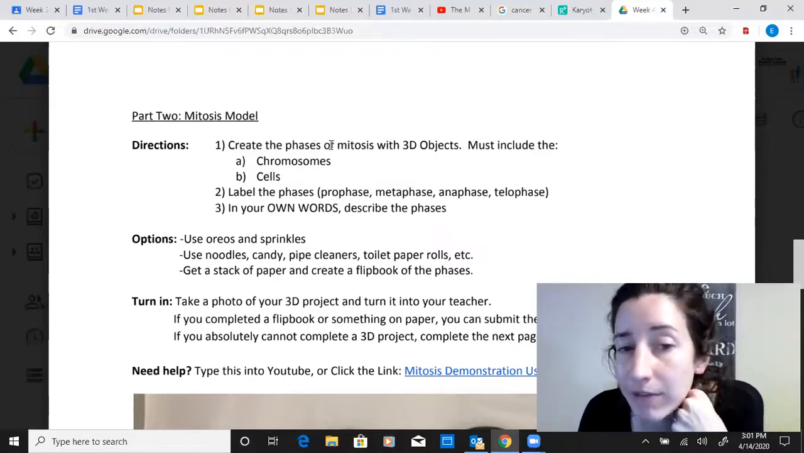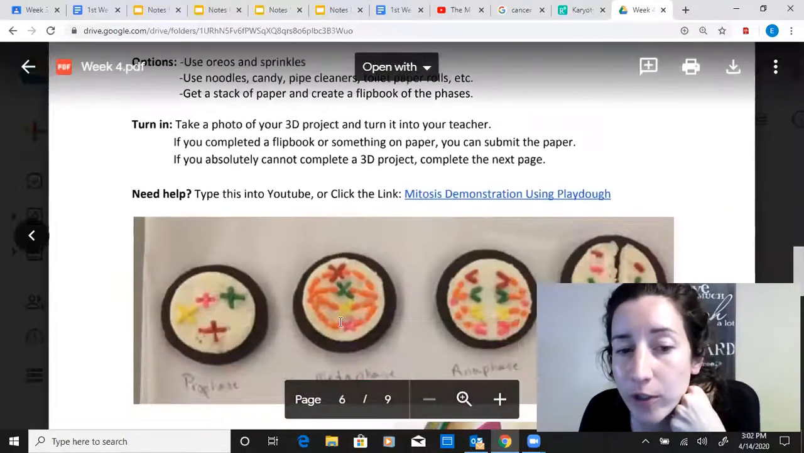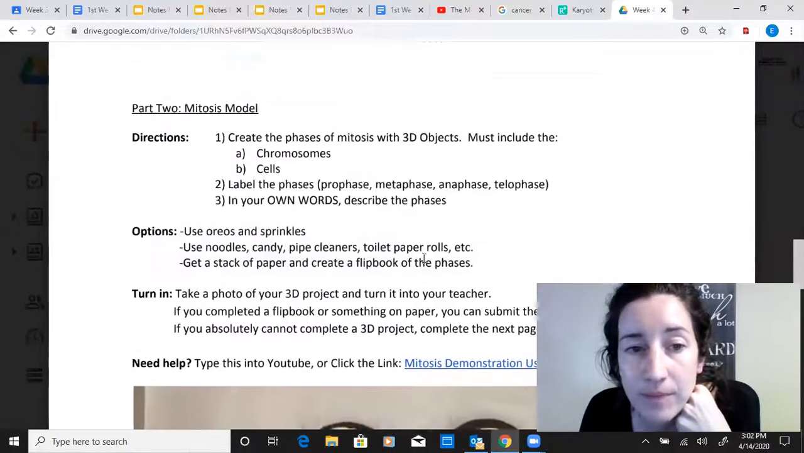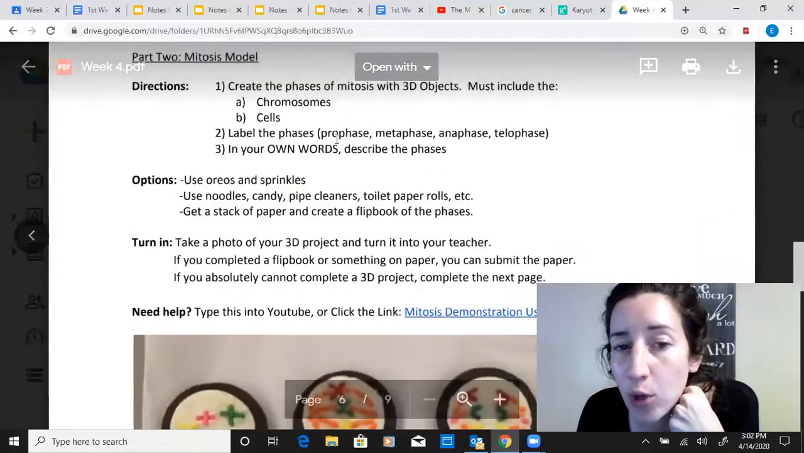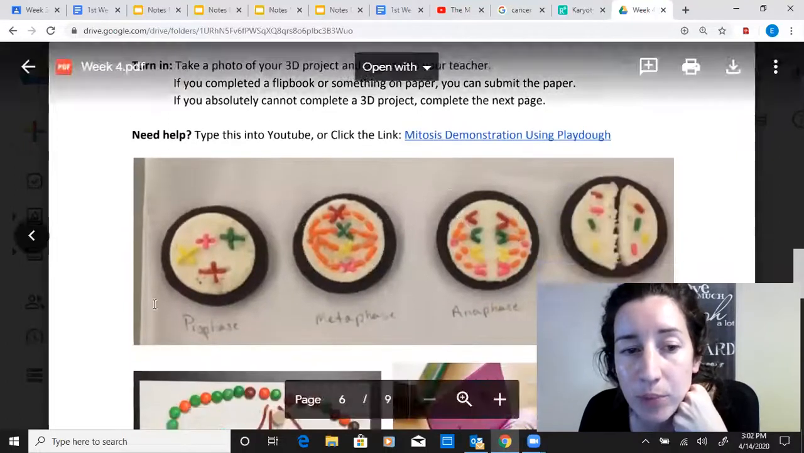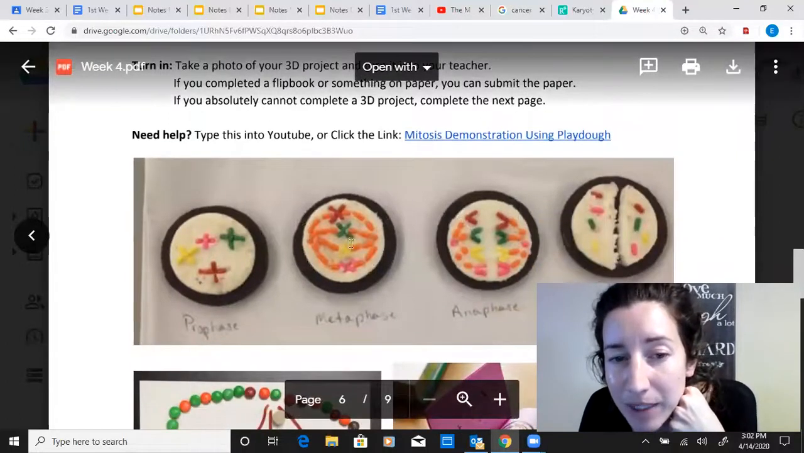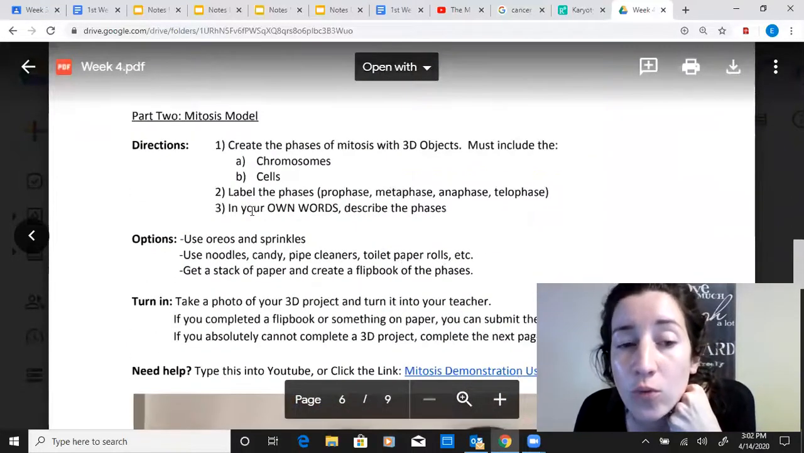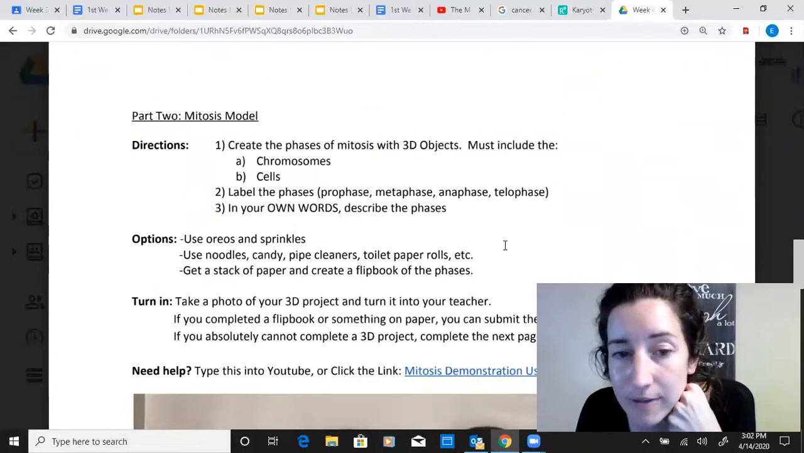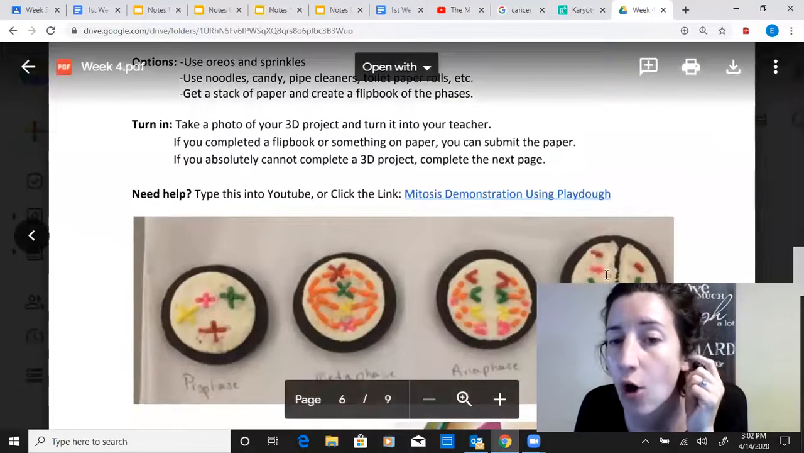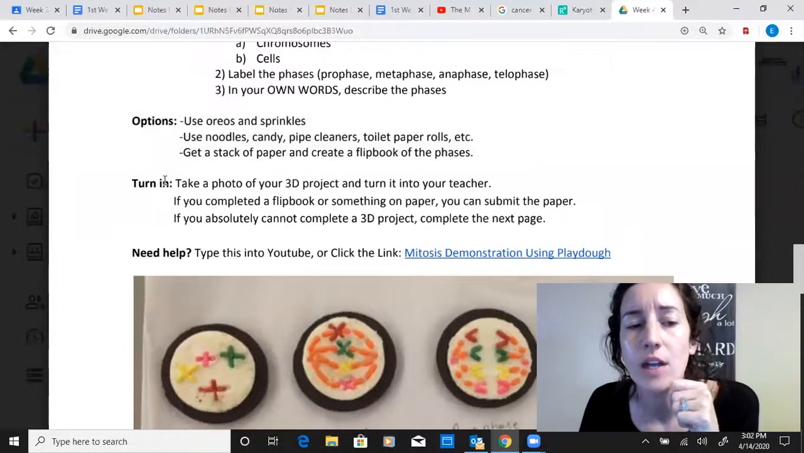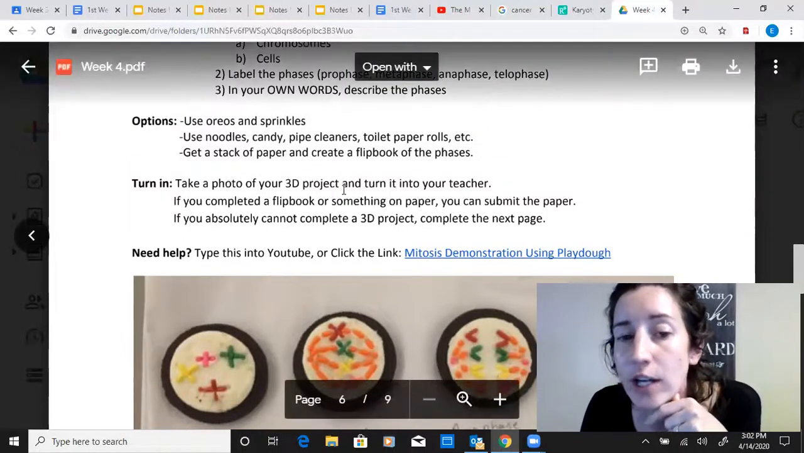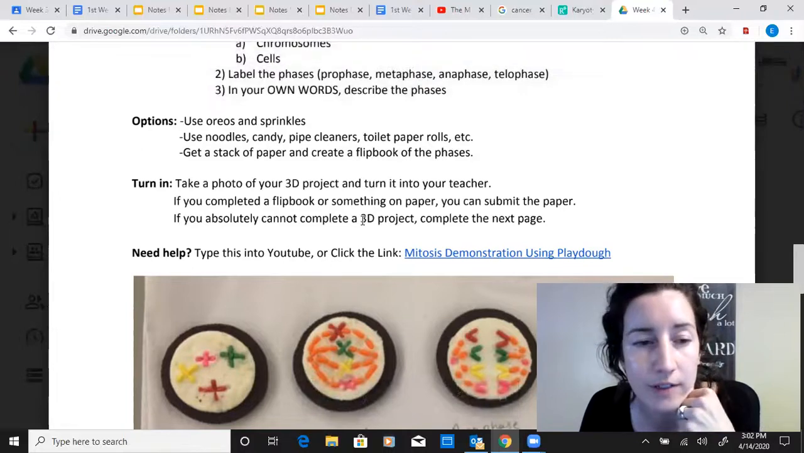So number 1, create the phases with your 3D object. You need to have the chromosomes and the cell. So the sprinkles were the chromosomes, the Oreo was the cell. You need to label the phases: pro, meta, ana, tele. Prophase, metaphase, meeting in the middle. Anaphase, pulling apart. Telophase, splitting into 2. And then in your own words, describe the phases. So give me a little description of all 4 phases. To turn in, take a photo of your 3D project or something and get that turned in somehow.